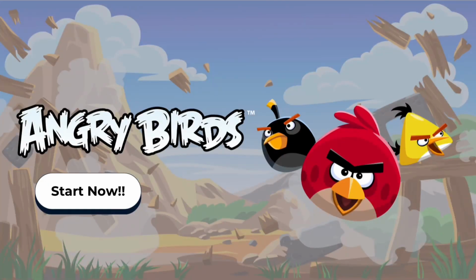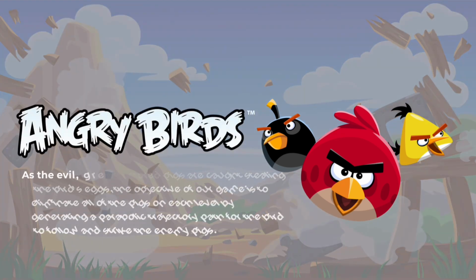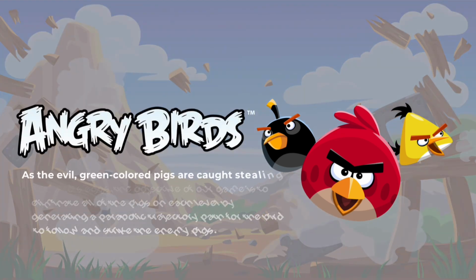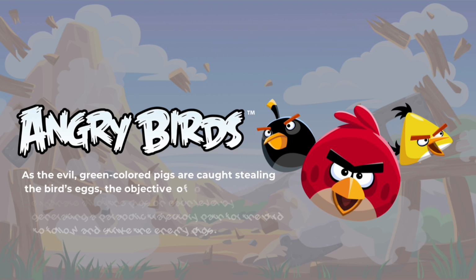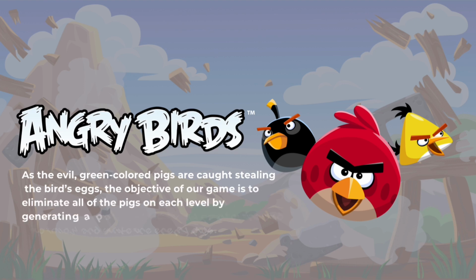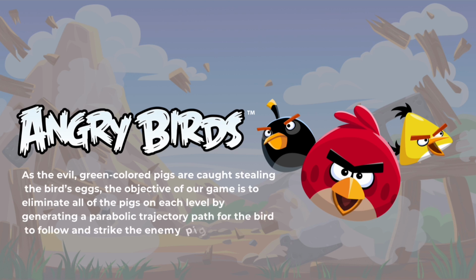Today we'll be talking about the Angry Birds game math project, which includes the gameplay itself and how we managed to overcome the mathematical difficulties. As an introduction, as the evil green-colored pigs are caught stealing the bird's eggs, the objective of our game is to eliminate all of the pigs on each level by generating a parabolic trajectory path for the bird to follow and strike the enemy pigs.